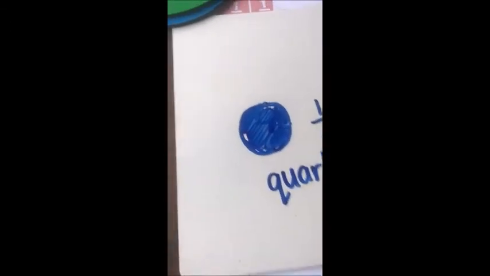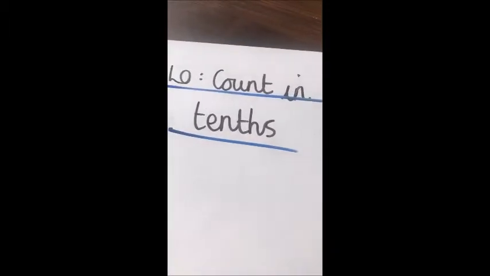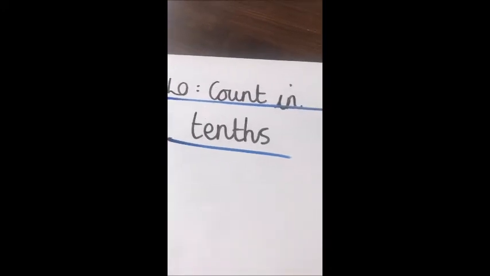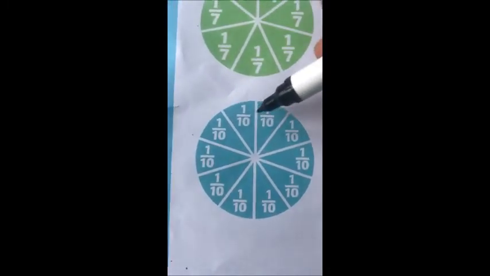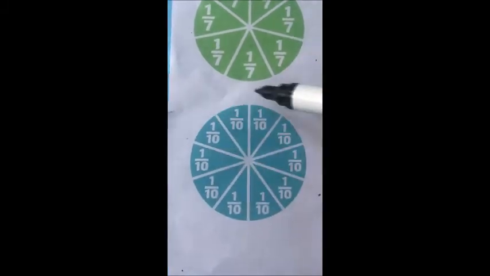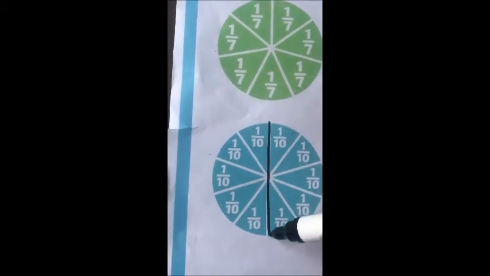Right then, so today we are having a look at tenths. If a shape is split into 10 equal pieces, then we call that tenths, okay? So here we go, look, I've got a circle here. It's split into 10 equal pieces. We've got 5 on this side, 5 on this side, okay?